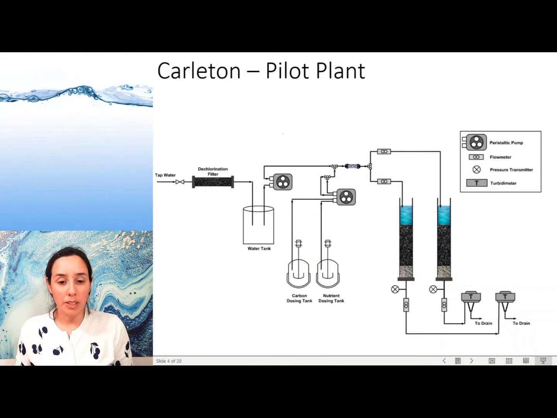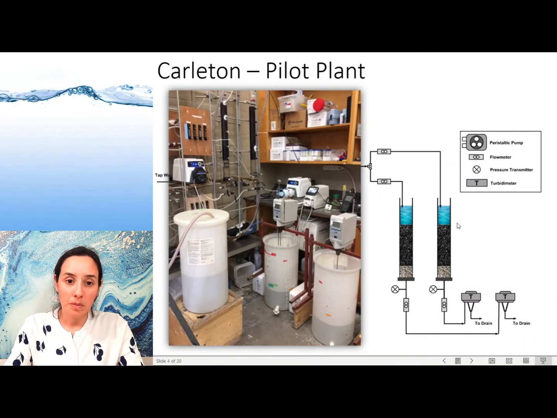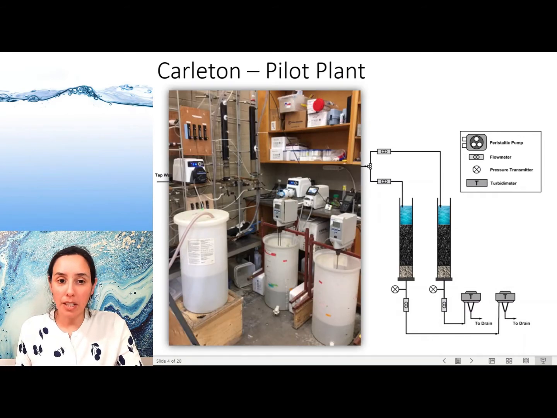So here I've just shown a schematic of the Carleton treatment plant that we had. We have a water tank. It's from the tap water. It goes through a dechlor column. And then we have carbon and an N&P dosing tank, from which it goes through a static mixer and then onto two identical columns to make sure our results were reproducible. It looks like this in real life, just a real messy lab. You can see the biofilter columns are right here, and our dosing tanks are over here, and an assortment of pumps.